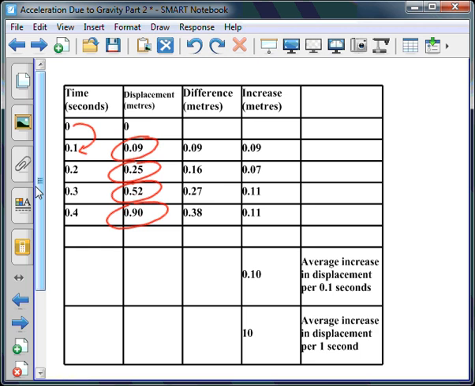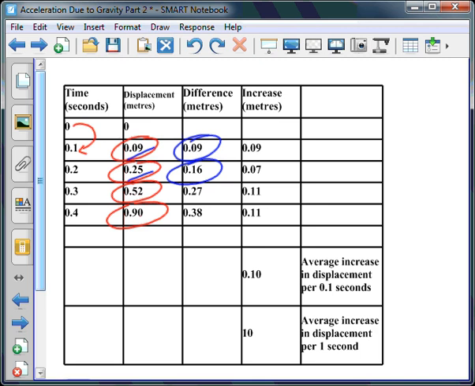It's interesting because in that first 0.1 second interval, the ball travelled 9 centimetres. In that second 0.1 second interval, it travelled 16 centimetres, or 0.16 metres. I obtained that number by simply saying 0.25 minus 0.09.